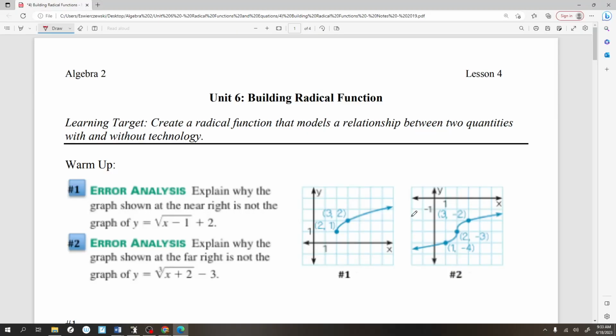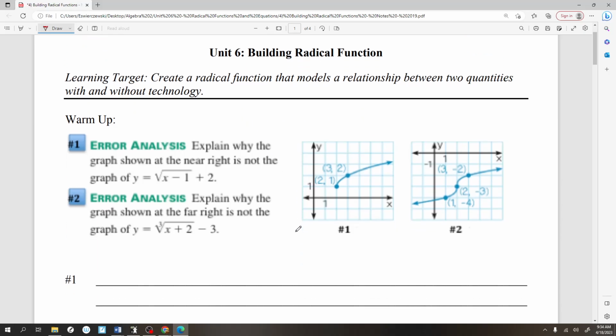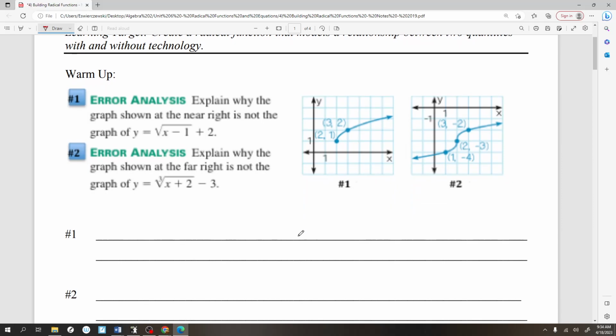In today's video, we're going to take a look at lesson 4. We're going to be building radical functions. So we'll try to create a radical function that models a relationship between two quantities with and without a calculator. So the warm-up here is some error analysis. It says explain why the graph shown at the near right is not the graph of y equals the square root of x minus 1 plus 2.